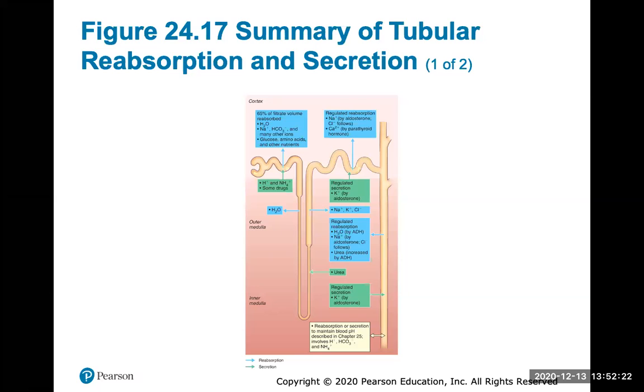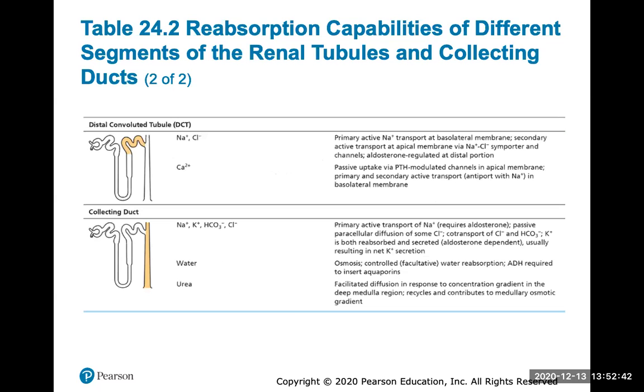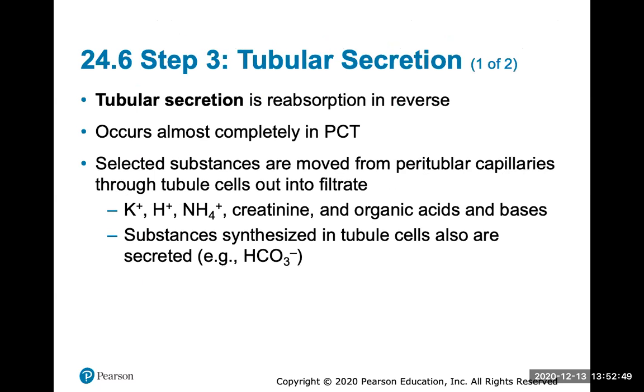So this is just a summary of the tubular reabsorption and secretion. Probably a great chart to study, and I probably won't ask you too much outside of a chart like that. These are also great summaries of the substances reabsorbed and the mechanism. This probably goes into even more detail than I would ask you, but this is also a great chart, and then it continues on the next slide with the substances that are reabsorbed and the mechanisms of their reabsorption. And then tubular secretion is the final step of urine filtration.